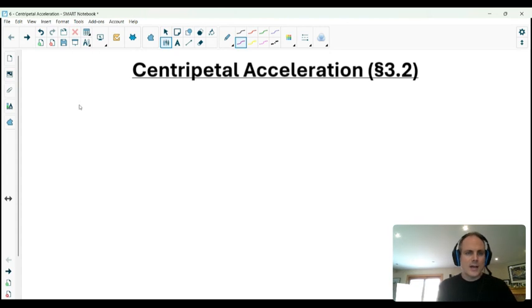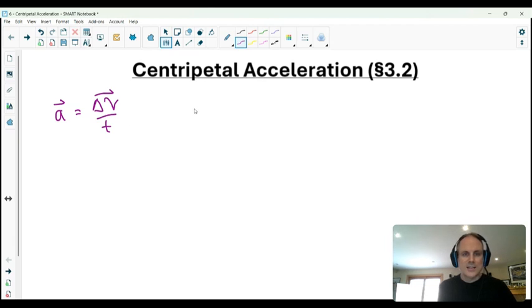So when we think about acceleration, we remind ourselves that acceleration is a vector, so we'll put a little vector hat on it. And when we define acceleration, we define it as our change in velocity divided by time. So how fast our velocity is changing is our acceleration.